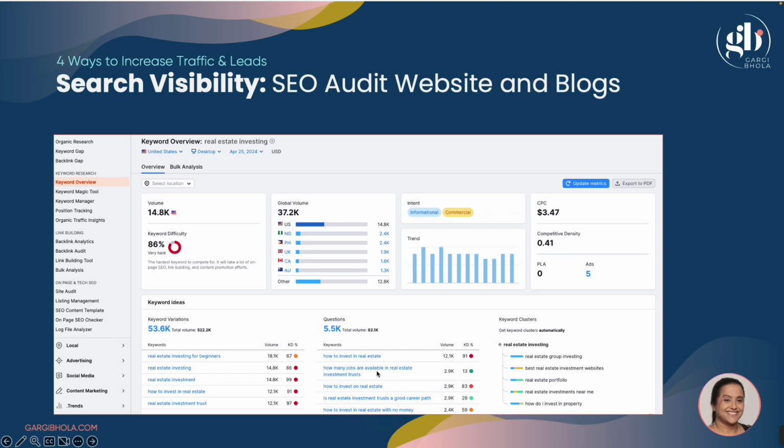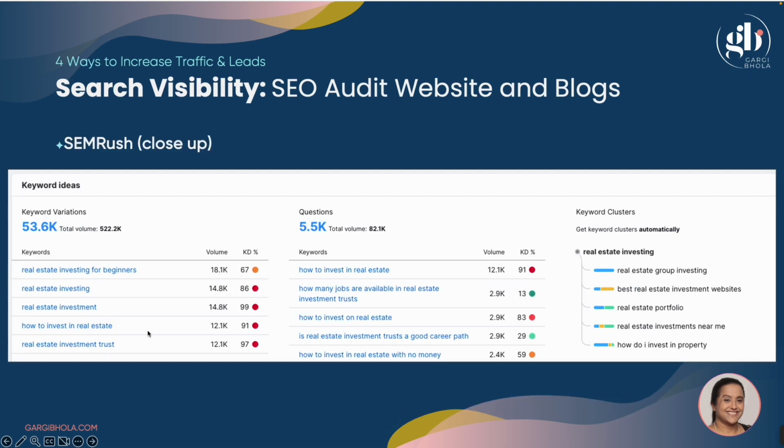And it even gives you questions that potentially might relate to that keyword. So how to invest in real estate, how many jobs are available in real estate investment trusts. So you're capturing the same keywords in a different way. And so this close-up just gives you an idea, in relation to real estate investing, of the different alternate keywords it can use, potential questions. Maybe it could be a really good blog title or a good video idea as well.